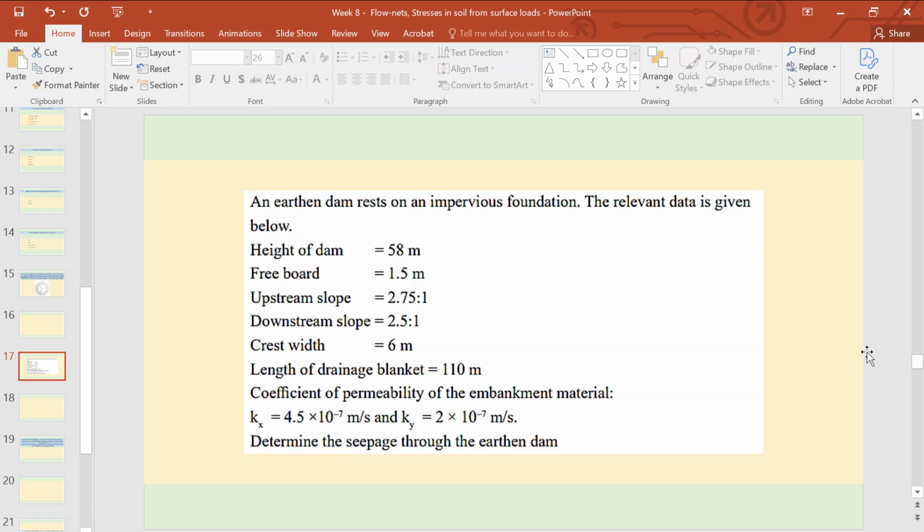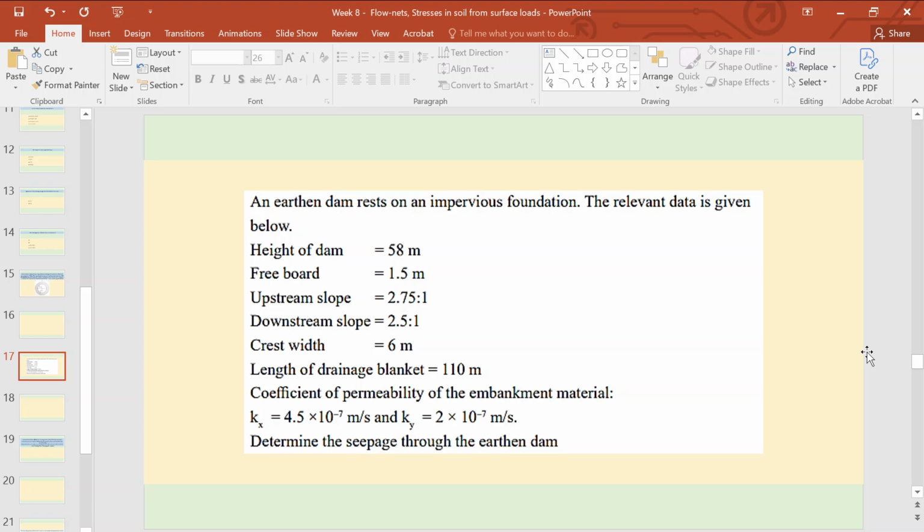Height of dam is 58 meter. Freeboard is 1.5 meter. The upstream slope is 2.75 is to 1, horizontal to vertical. Downstream slope in the same way is 2.5 is to 1. Crest width is 6 meter. Length of the drainage blanket below the downstream side is 110 meter.